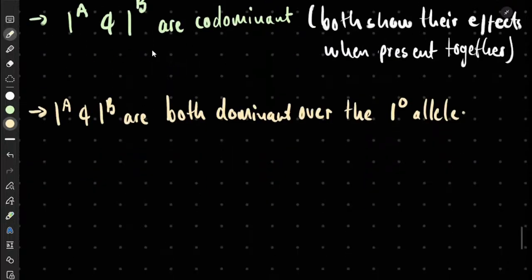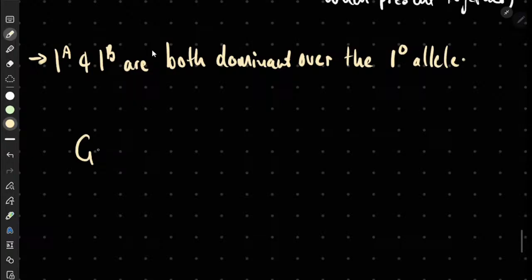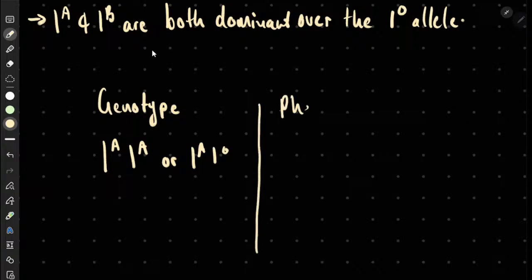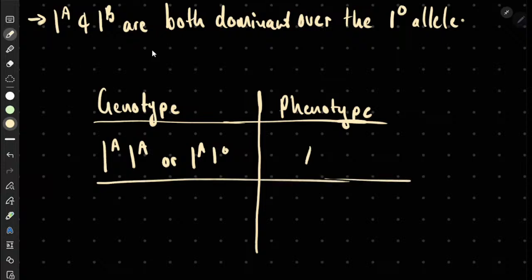So now let's put the different types of genotypes we can get. You can have IA IA, or you can have IA IO as your genotype. For both of these, what is the phenotype? The phenotype is A. So this person will have blood group A if they have these two genes.